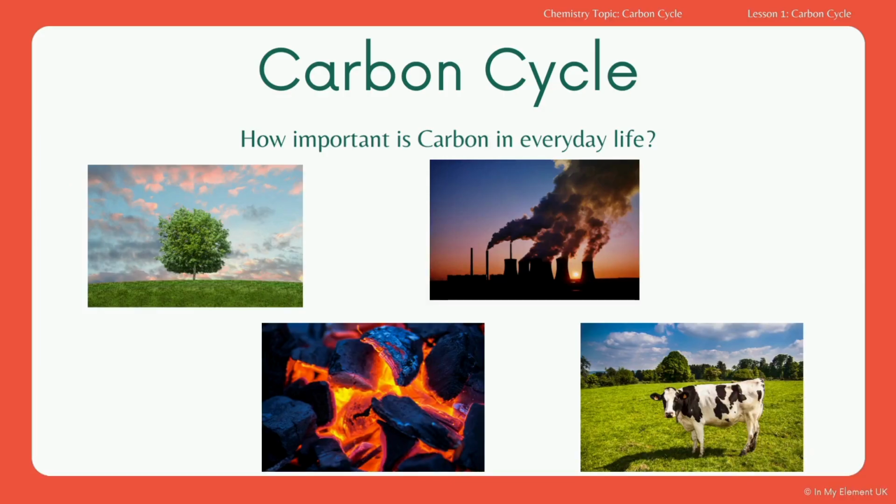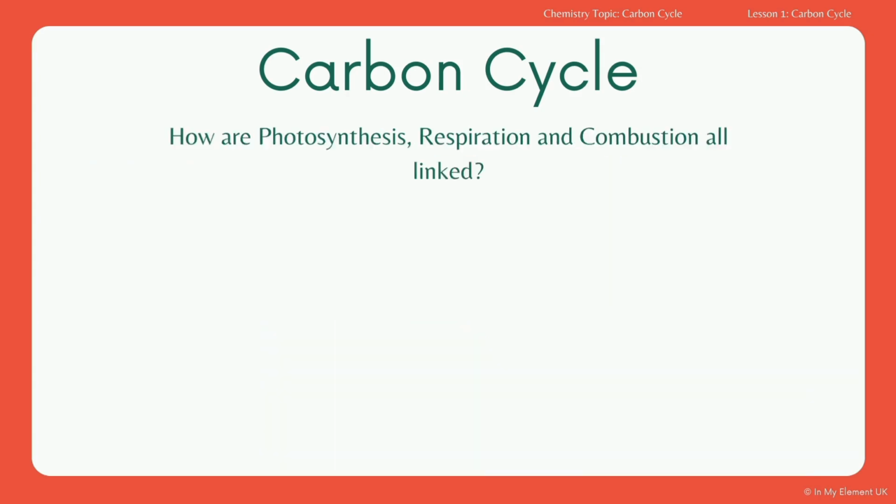So I want you to have a think about how important carbon is in everyday life. More important than you probably realise and more present than you realise. So, 4 images there: the tree, coal, power station and an animal, a cow. All of those are involved in the carbon cycle and all of them play a really important part. Some we would like to play less of a part, for example, the power station and the coal maybe, due to other issues like global warming, but we're not going to go into that too much today. Now, what you need to understand is how they are all linked and their role within the carbon cycle.